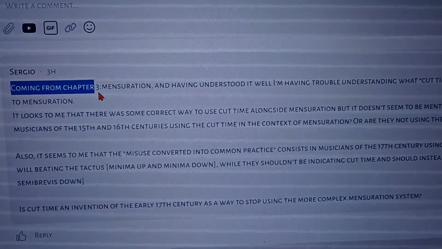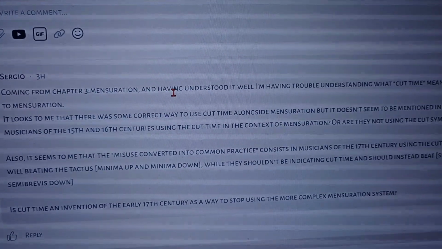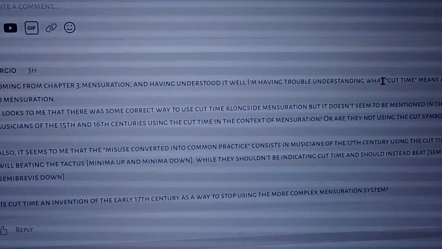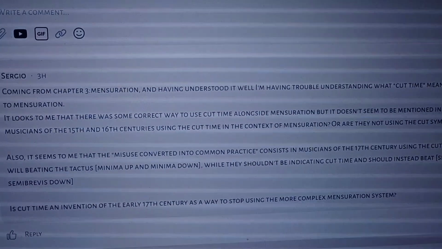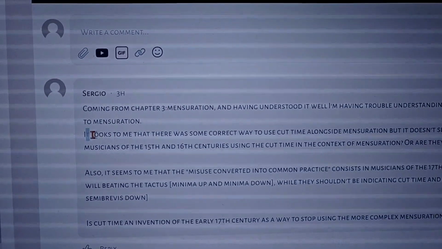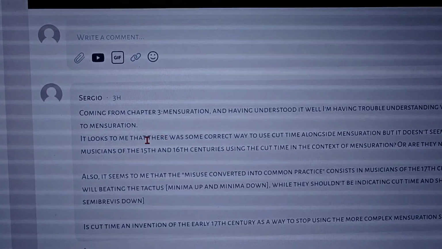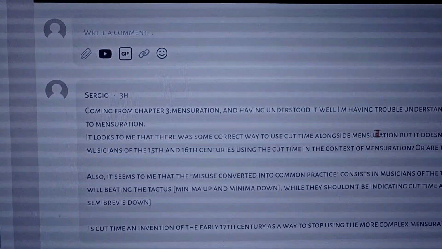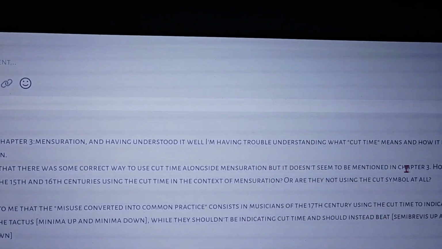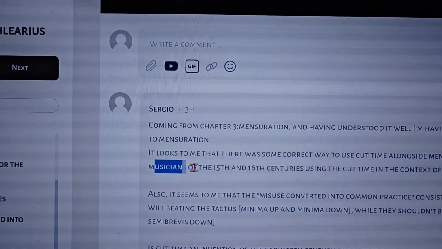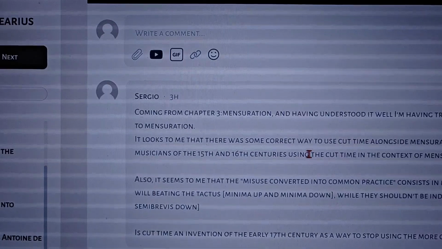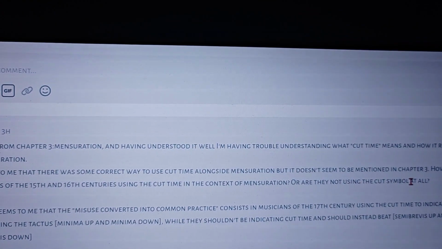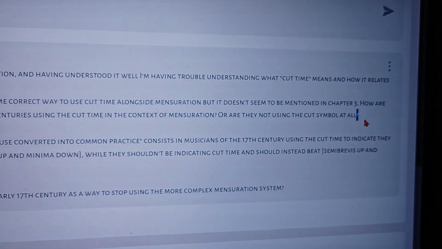Coming from chapter 3, mensuration, and having understood it well, I'm having trouble understanding what cat time means and how it relates to mensuration. It looks to me that there was some correct way to use cat time alongside mensuration, but it doesn't seem to be mentioned in chapter 3. How are musicians of the 15th and 16th centuries using the cat time in the context of mensuration, or are they not using the cat symbol at all?